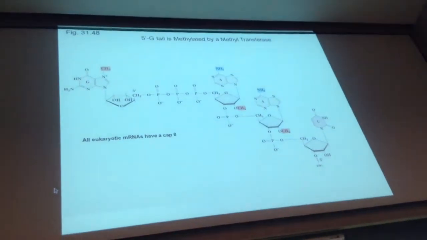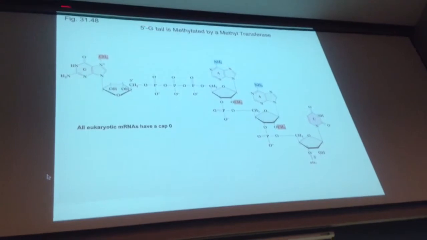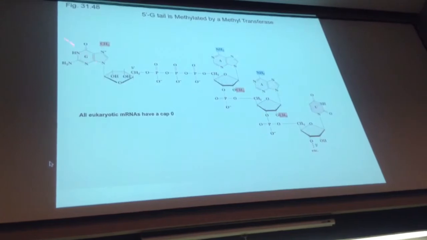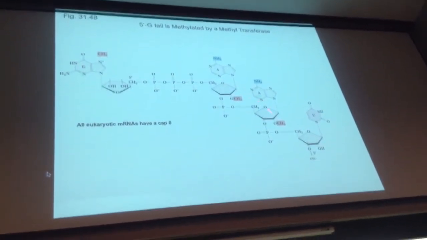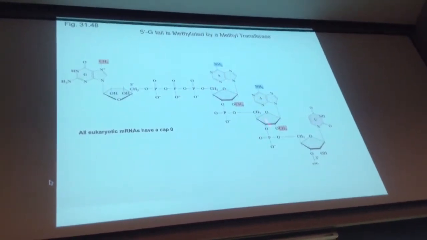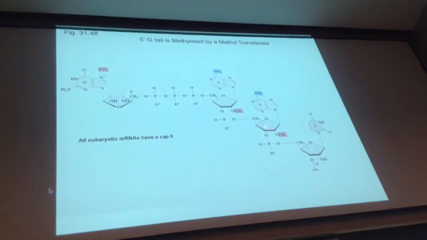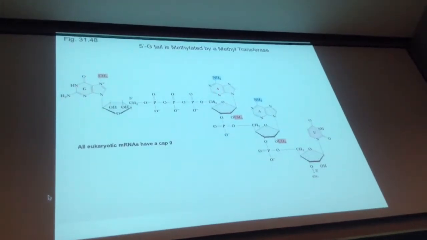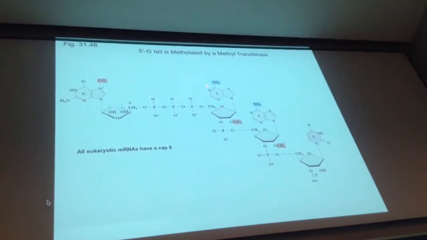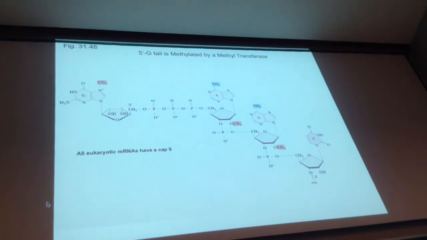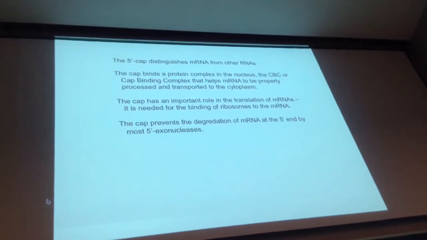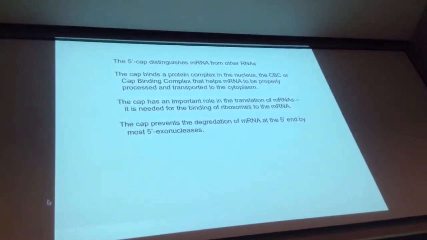So now messenger RNAs have this 5' cap with a 7-methyl G, without a free phosphate tail, and the second and third riboses are often methylated. If the second one is adenosine, it is methylated. If it's not adenosine, then there will be one methyl group. Most transcripts in eukaryotes contain an adenosine. Okay, so we've methylated our mRNA. The 5' cap distinguishes mRNA from other RNAs.